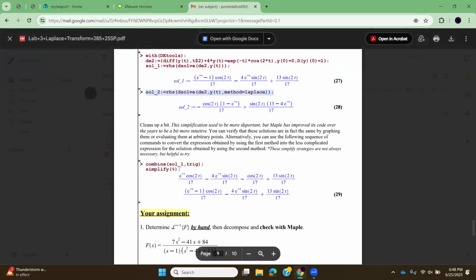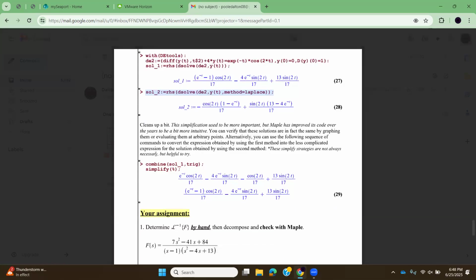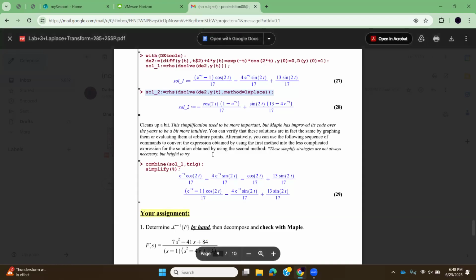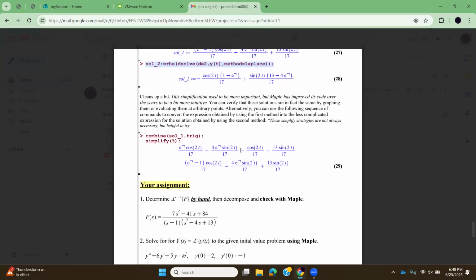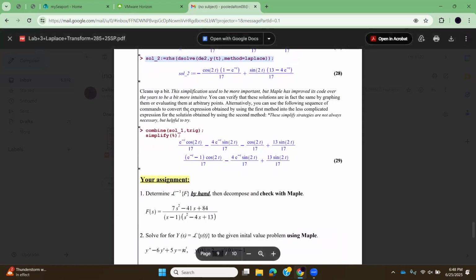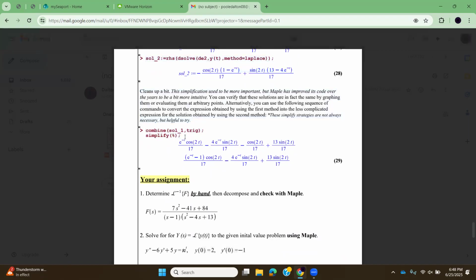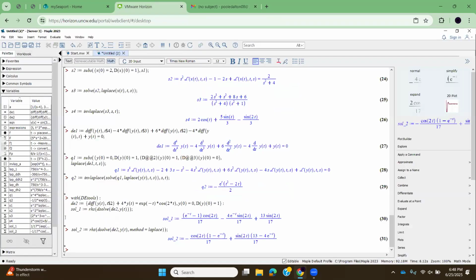And again, you can verify that by graphing them or evaluating them, or you can convert it into something less complicated. She's just saying it's helpful to try, right? You can just do this to clean it up, and then now we're getting to the fun stuff.